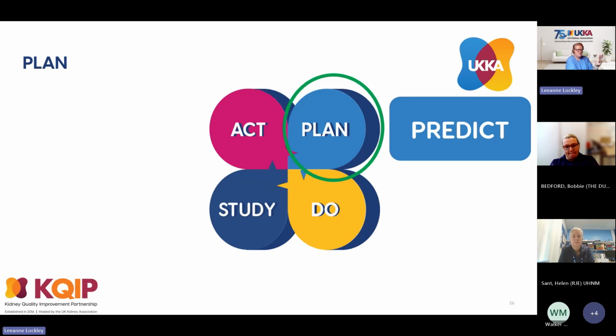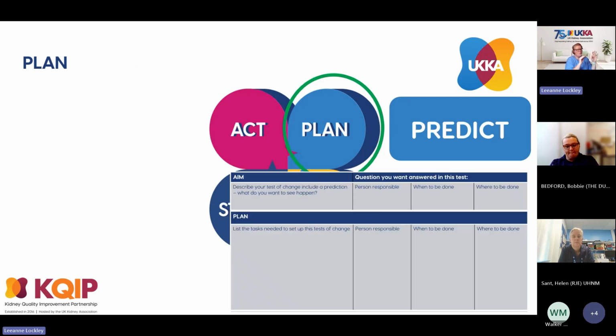So plan does what it says on the tin, and there are some questions you can ask. You describe what you want to see happen, so that's your aim. That's making a prediction: if we do A, B, and C in this test, we predict that X, Y, and Z will happen. And this is a really good template, so you can fill this in.